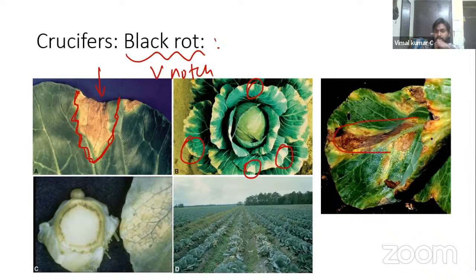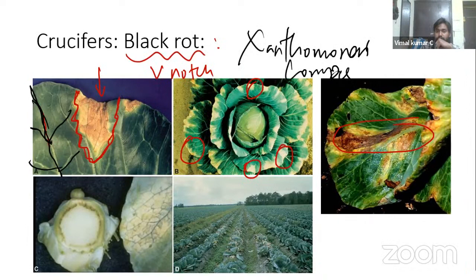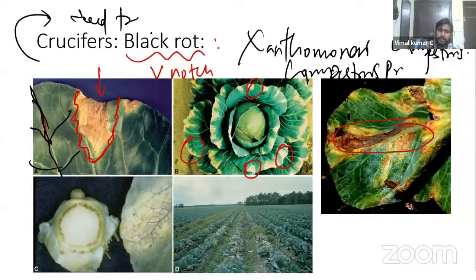And one more important symptom is that the veins will be blackened, like this. So this is another criterion to identify whether it is black rot or not. It is Xanthomonas campestris pathovar campestris. Okay, so this is the causal organism. The most effective method to control this is seed treatment. So seed treatment plays a major role in the control of black rot.